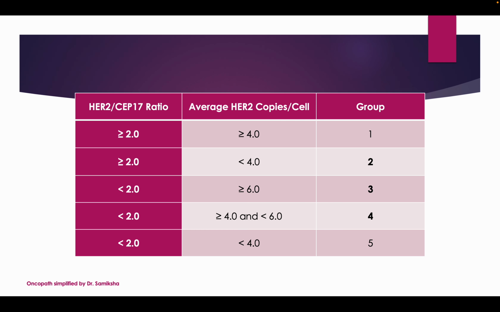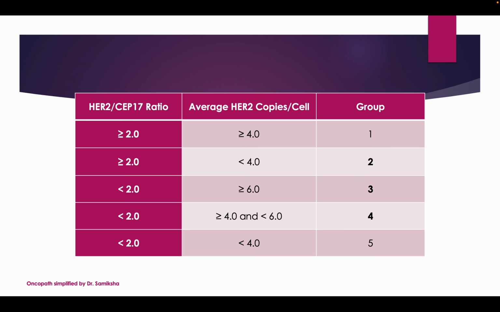Now coming to the ISH reporting, that is in situ hybridization, usually we use a dual probe. Now here, as we can see, in the first column you have a HER2 by Sep17 ratio, and in the second column you have an average HER2 copies per cell. So basically, whenever you are performing an ISH, it should be performed on the same tissue on which the IHC was performed, and while performing an in situ hybridization, we will be counting at least 20 cells which are non-overlapping, 20 tumor cells.